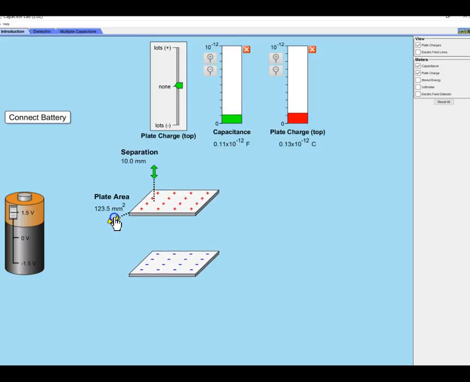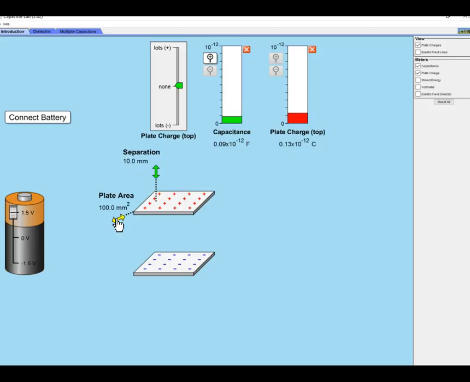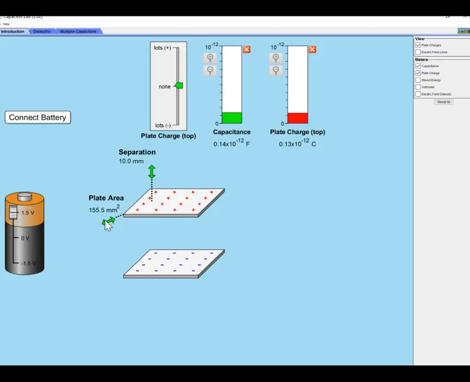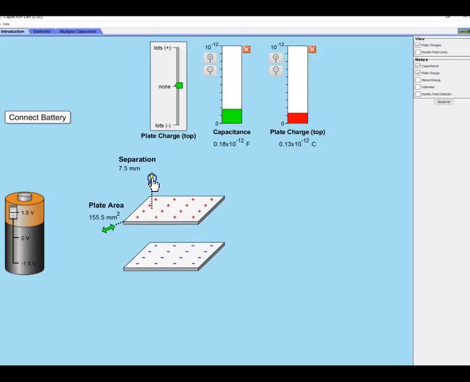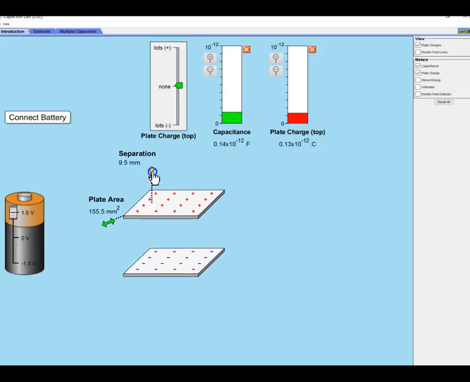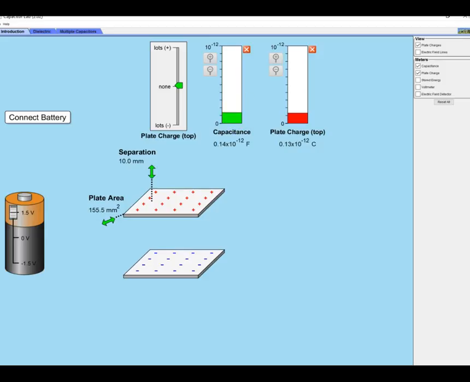Watch. As I decrease it, capacitance gets smaller. As I increase the area, I get more capacitance. If I change the separation between these capacitors and make them get closer, that increases the capacitance. But if I make the plates get further apart from each other, the capacitance decreases.